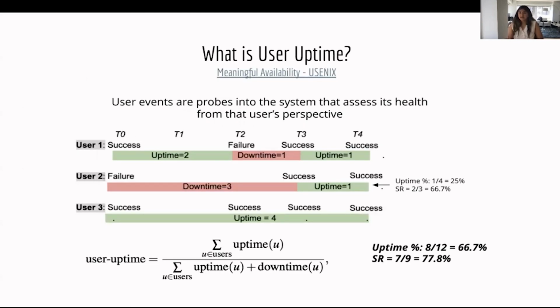So, user uptime. We evaluated a lot of possible availability metrics that we could use as this new top line metric that we report to leadership and then also use during incidents. And we came across user uptime. I'd highly recommend listening to this presentation by Google on their paper. It explains the metric a lot more in depth and how they came about it.